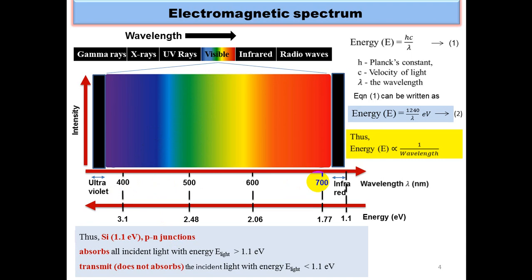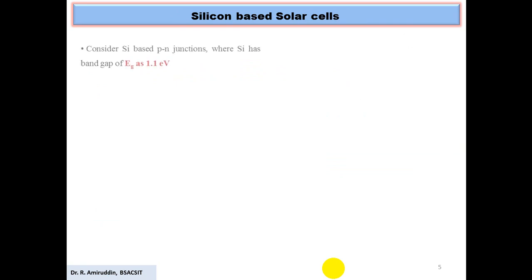and it will not absorb any light which has energy less than the band gap of 1.1 electron volt. So using this concept, we are going to discuss how a silicon based solar cell can be realized towards commercial application. So let us start discussing the PN junction using silicon, which has a band gap of 1.1 electron volt.